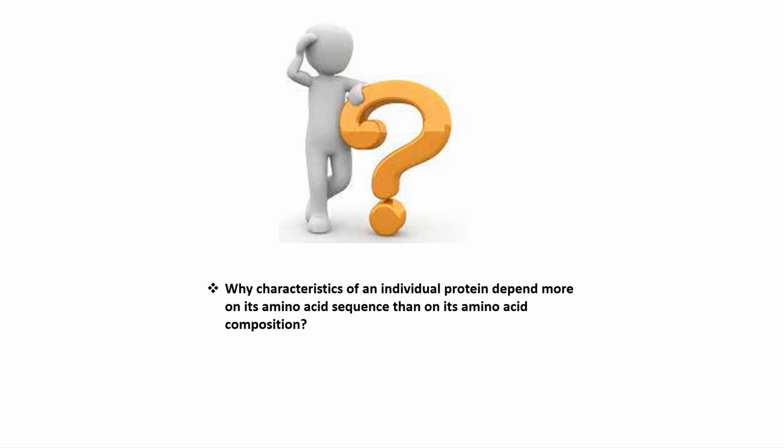So now one question from my end for you all. You have to tell me why the characteristics of an individual protein depend more on its amino acid sequence than on its amino acid composition. Do let me know in the comment section.